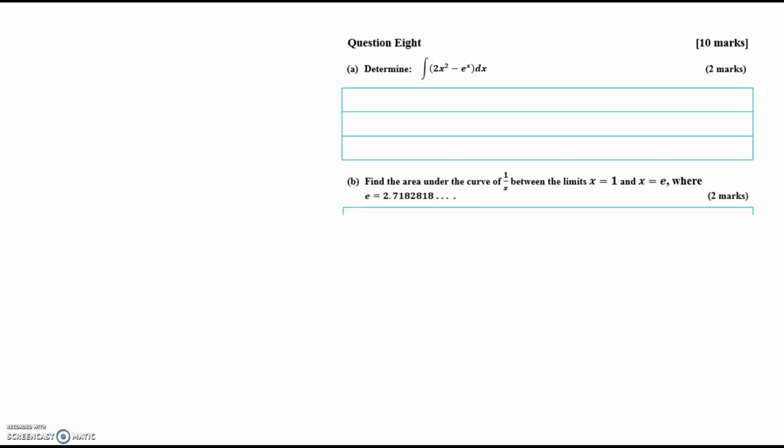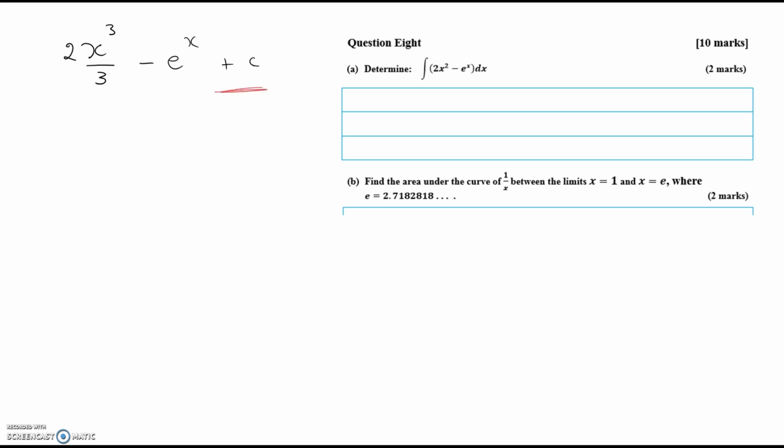So first up, it just says integrate 2x squared minus e to the x with respect to x. So that's just very straightforward. x to the power of 3 over 3, but it's already multiplied by 2, so it becomes 2x cubed over 3 minus, now the integral of e to the x is indeed e to the x, and don't forget plus c.